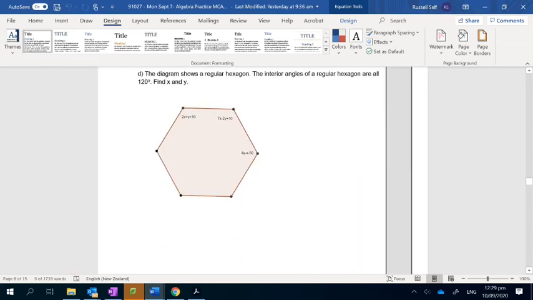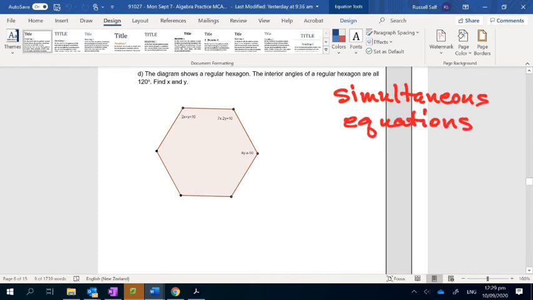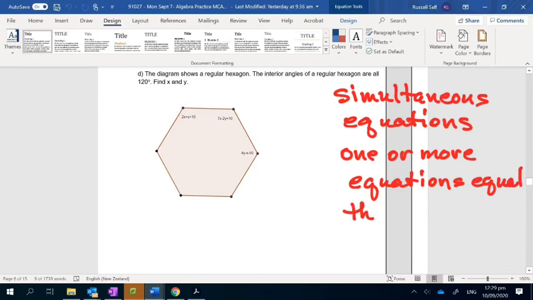Come on, we got one more. Here. Now this one uses something that we have not talked about. That's where one or more equations equal the same thing. Okay? And look what it says.